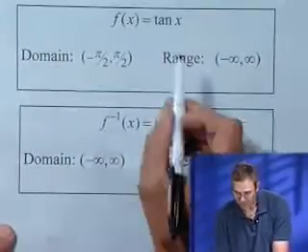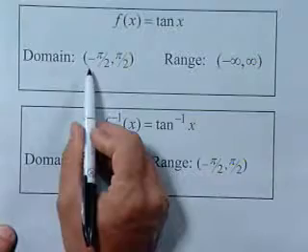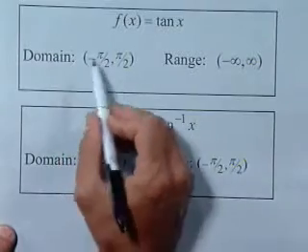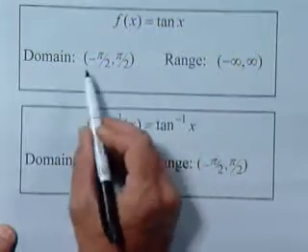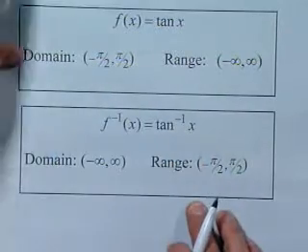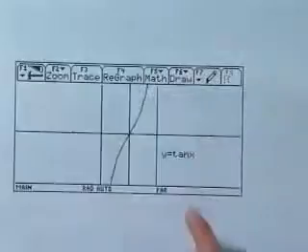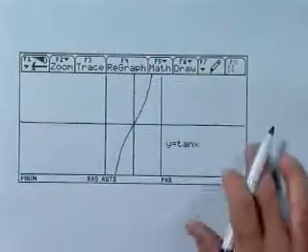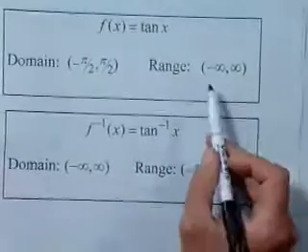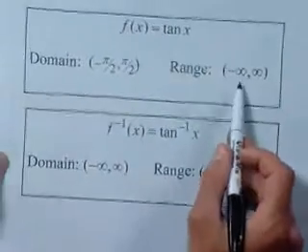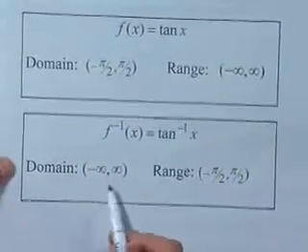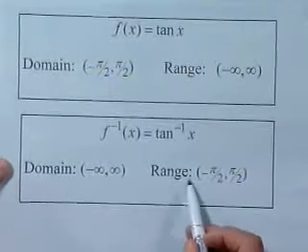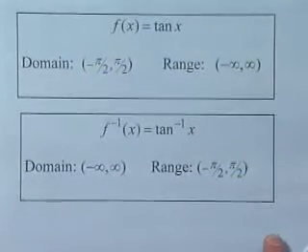Well, we said we're going to have tangent x defined on the interval minus pi halves to pi halves. Notice we have open parentheses here, which means we're not going to include the endpoints. The range is negative infinity to infinity. Therefore, since this is one-to-one, it has an inverse function with domain negative infinity to infinity and range negative pi halves to pi halves.